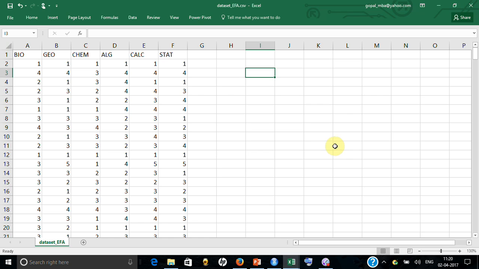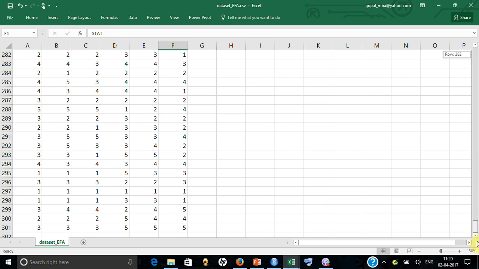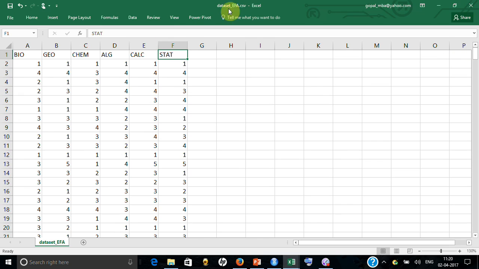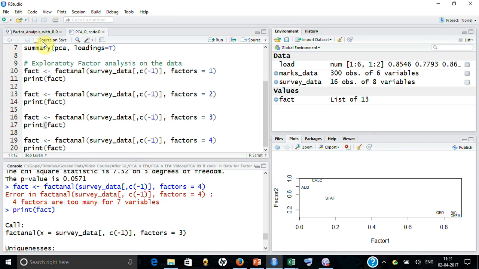Now let us work on a new dataset. This dataset has 6 variables: bio, geo, chem, algebra, calculus, statistics, and some 300 records. I have already saved this data as a CSV and I'm going to read this data in R.